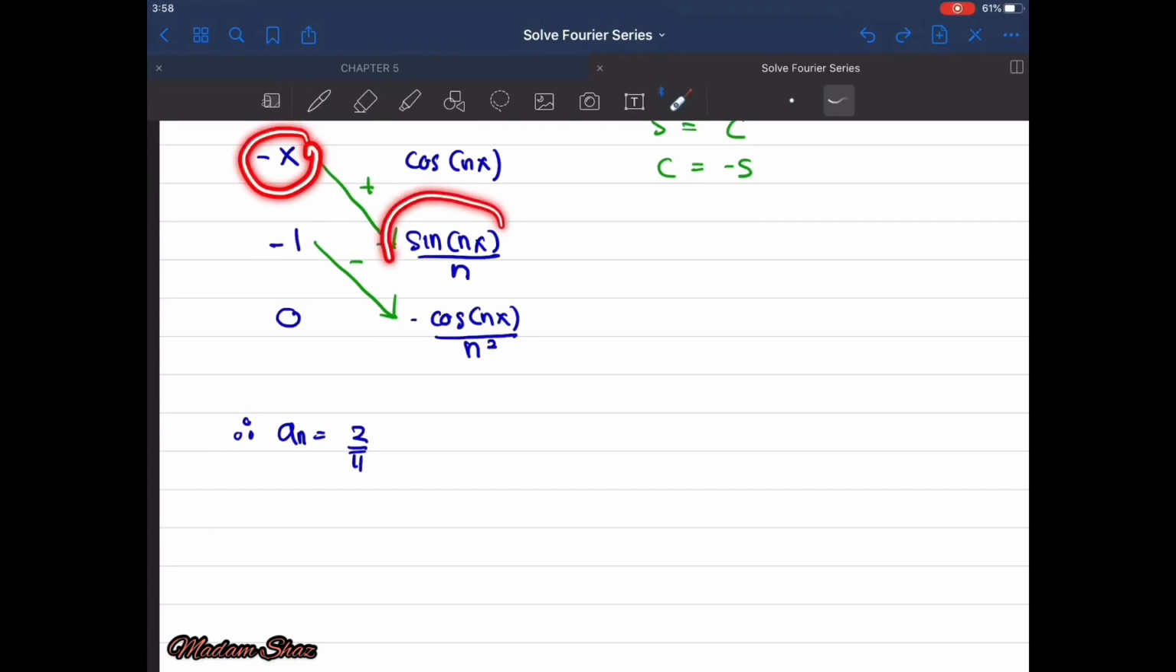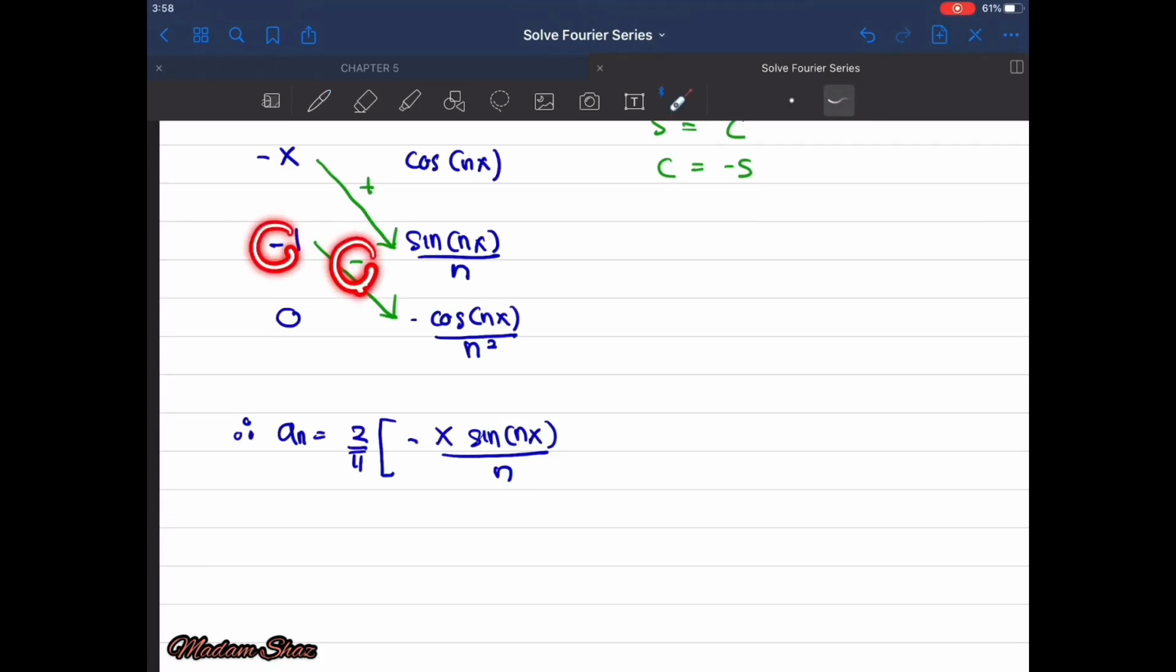Negative x multiply with the sin nx over n with the positive sign. So negative positive will become negative. Negative x multiply with the sin nx over n. Negative with the negative will become positive. Positive with the negative will become negative. Negative 1 multiply with the cos nx over n square will become cos nx over n square. So your limit is from 0 until pi.